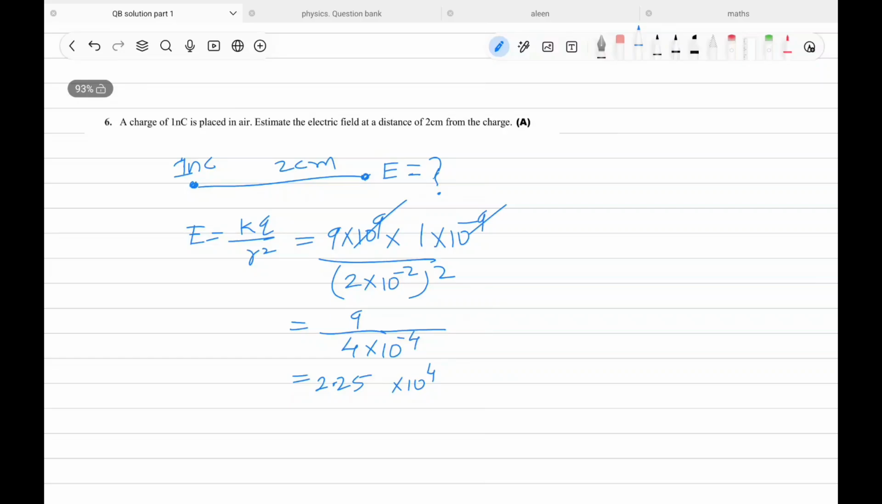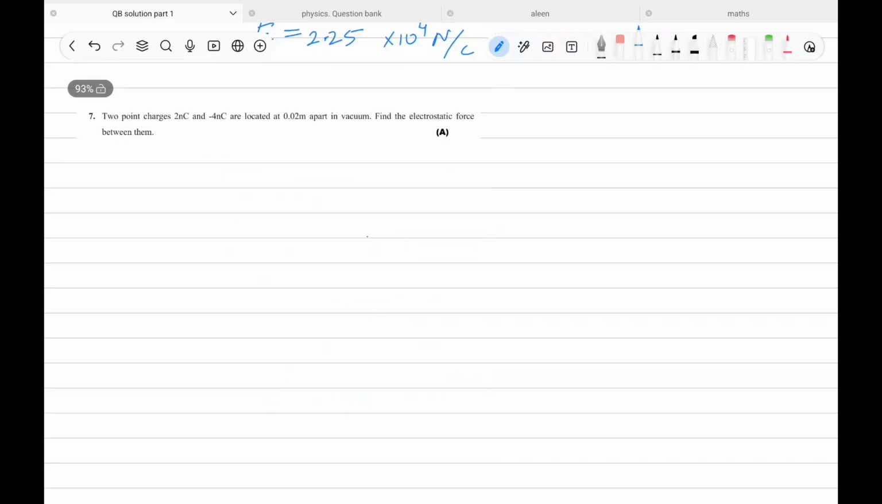And it will become this much only. 9 divided by 4 becomes 2.25. Okay, 2.25 into 10 to the power plus 4. Okay, now the electric field is this much only, Newton per coulomb.